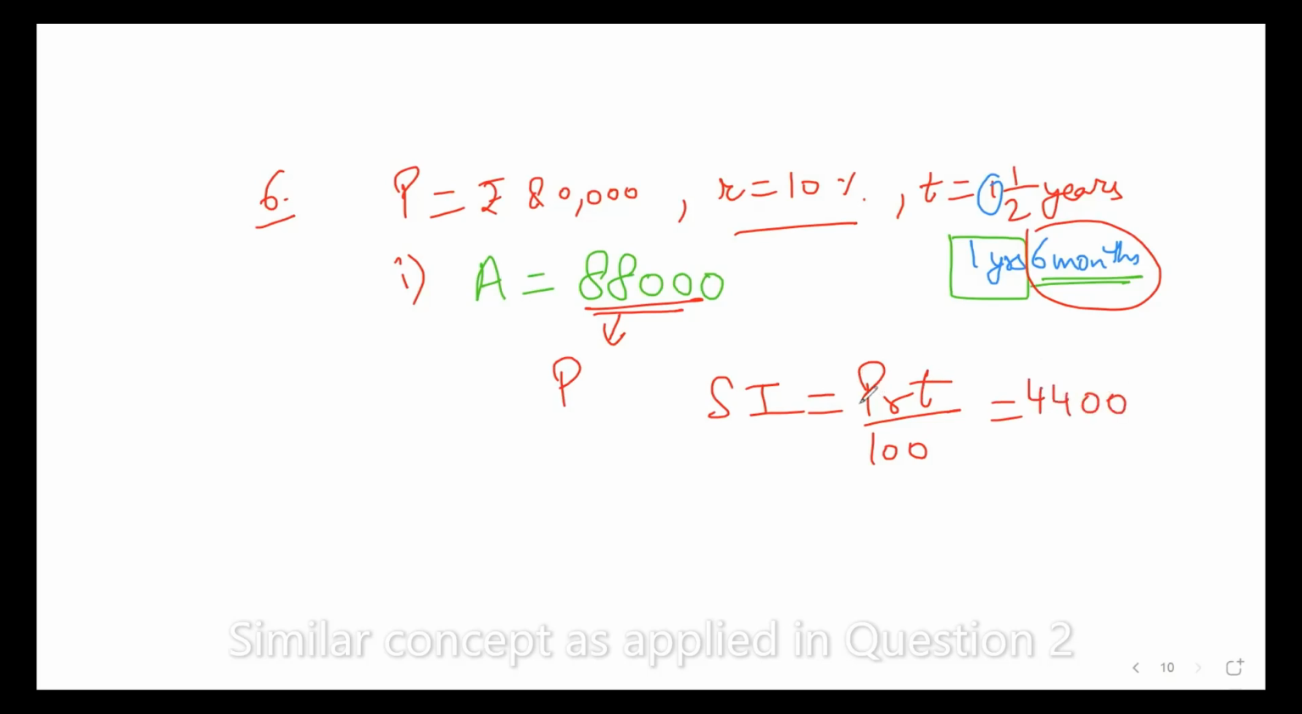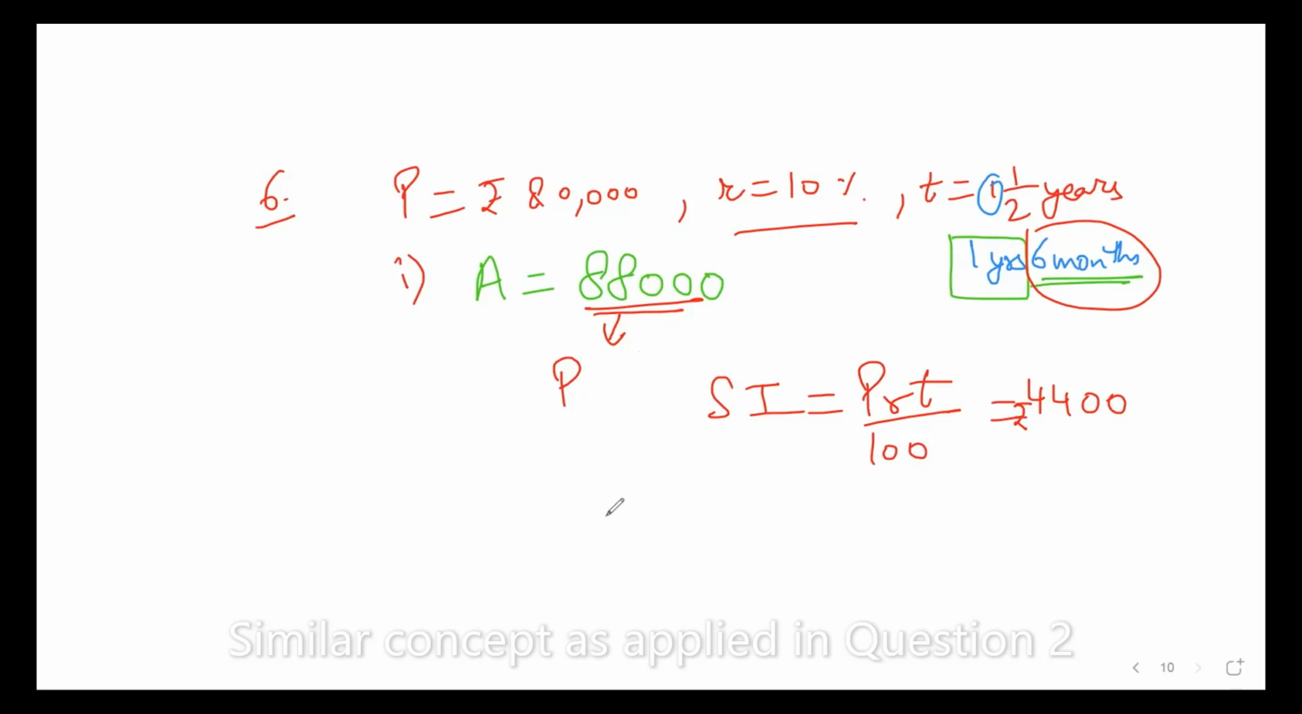I'm repeating again, P is 88,000, not 80,000, because the amount which you got earlier would be the principal in this case. Rate is 10%, time is 1 by 2, that is the remaining time, upon 100. Once you solve it, you will get the simple interest as rupees 4400.